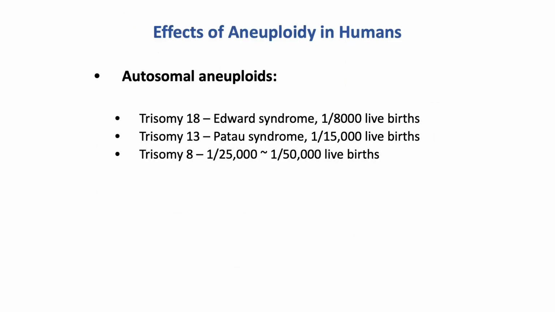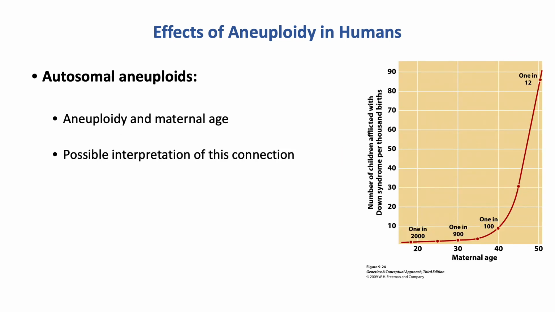Other examples of autosomal aneuploids are trisomy of chromosome 18 that causes Edwards syndrome, trisomy in chromosome 13 which causes Patau syndrome, and trisomy in chromosome 8. It is also usually seen that there is a correlation between maternal age and giving birth to a child with autosomal aneuploidy. This plot here is an example of: the older the maternal age, the higher the cases of Down syndrome. So there is a correlation between maternal age and the incidence of giving birth to such aneuploid children.